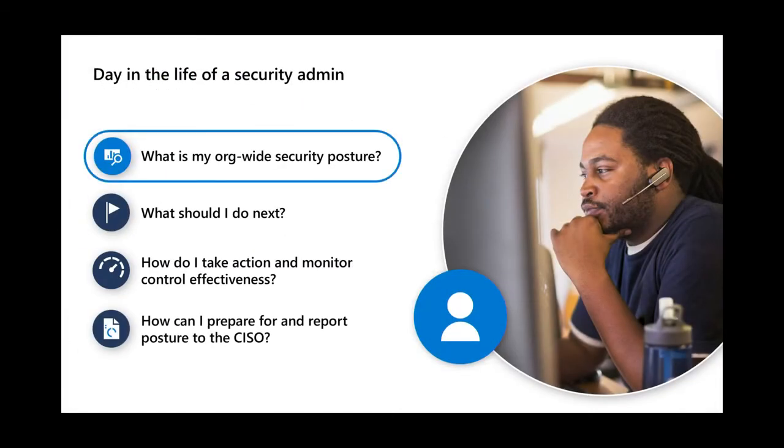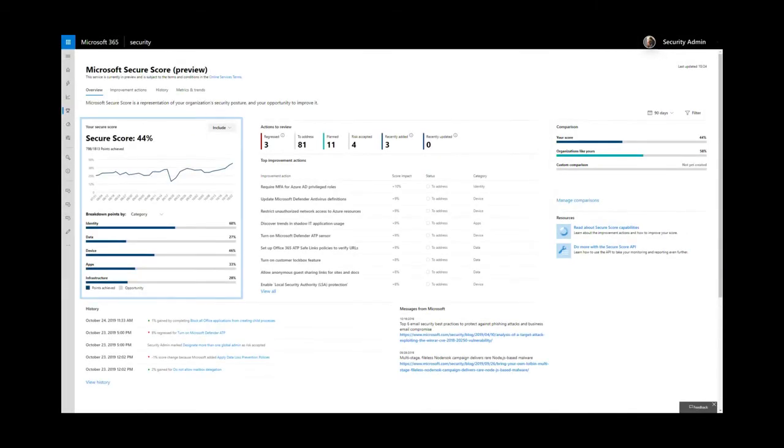So as I walk through this demo, I'm going to take those same top 4 questions. I'm going to pretend like I am a security admin and use this tool to get through my work. So the first question I have is, what is my org-wide posture? That takes me to that card. I see I'm at a 44%. I'm not quite happy with the trend, but at least it's heading in the right direction.